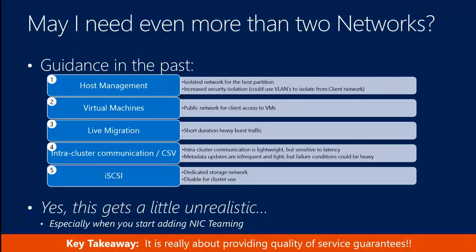Because the Hyper-V guys are going to say, hey, give me a dedicated network for host management. Give me a dedicated network for inbound virtual machine connectivity. Give me a dedicated network for live migration. Give me a dedicated network for cluster intercommunication and CSV, and then give me a dedicated network for iSCSI. And this gets a little crazy. People send me emails like, I don't even have this many PCI slots in my server. What are you thinking?